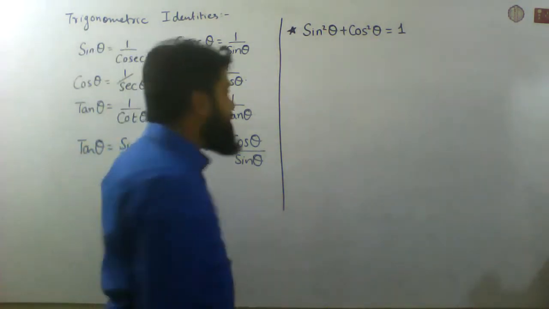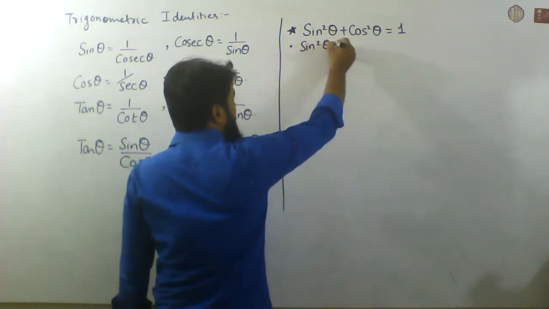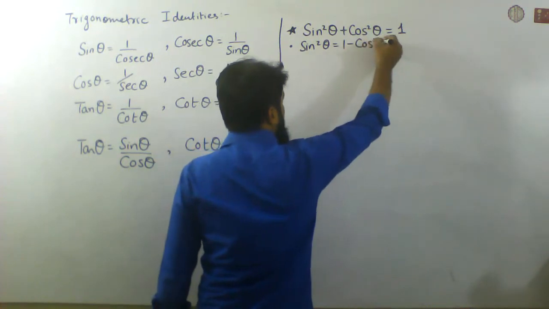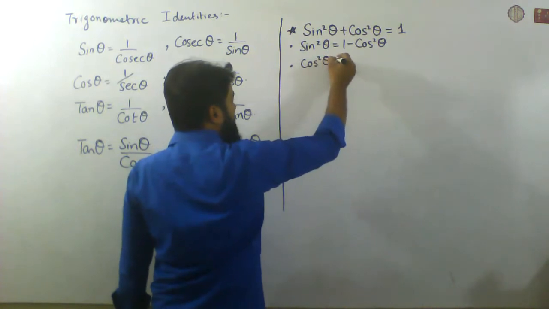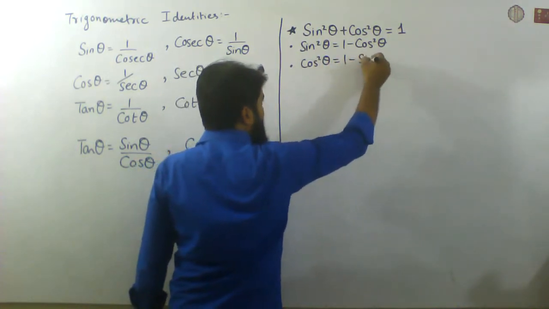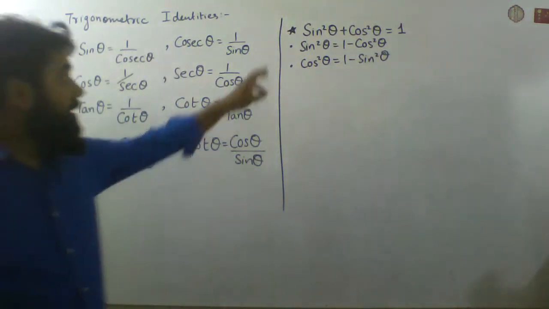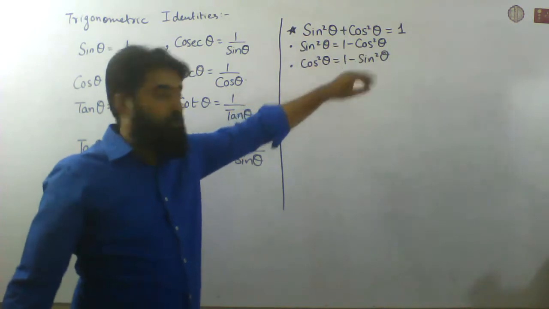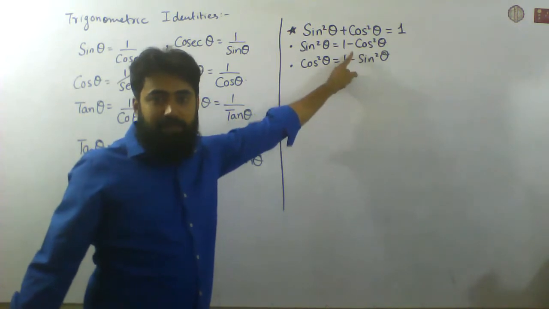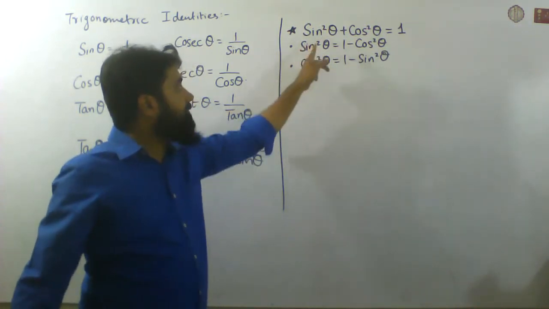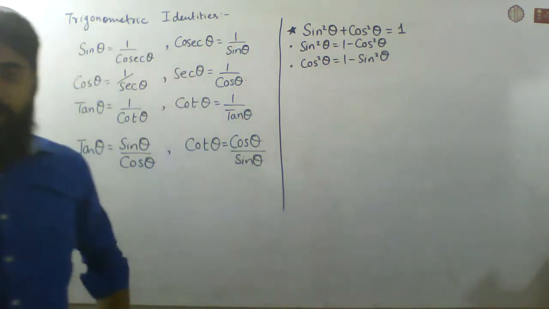And what are the different variations you can have here? You can have sin square theta equals 1 minus cos square theta, or cos square theta equals 1 minus sin square theta. That can also be a variation. Sin square theta plus cos square theta equals 1, and for the other variation I shifted cos square to the other side, giving 1 minus cos square; likewise I kept cos square on the left side and shifted sin square to the right side, and got this result.